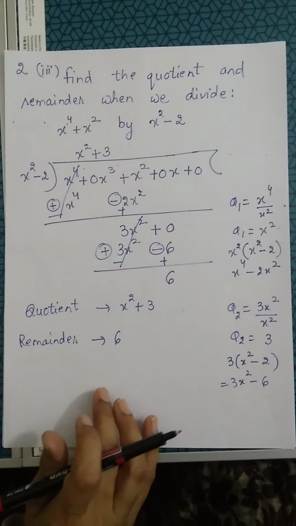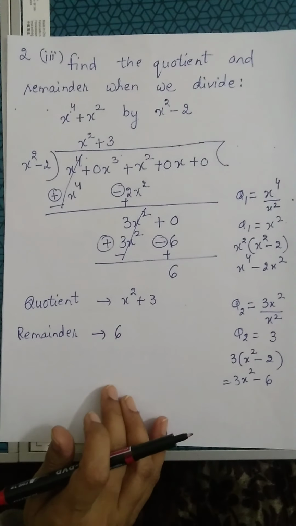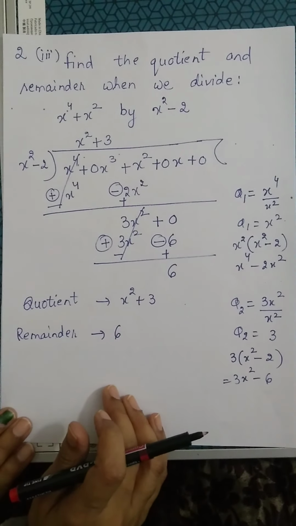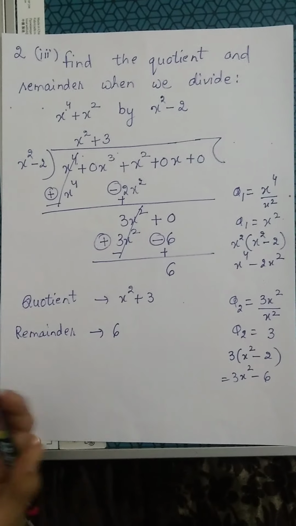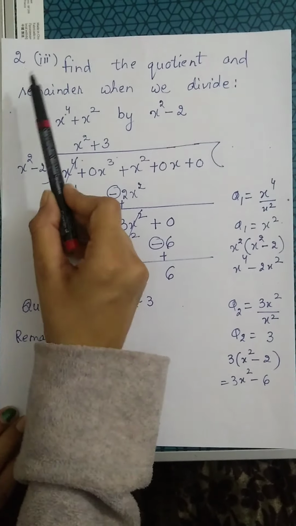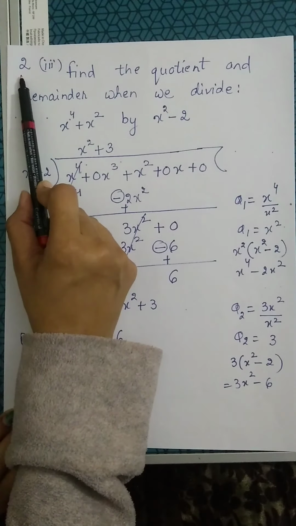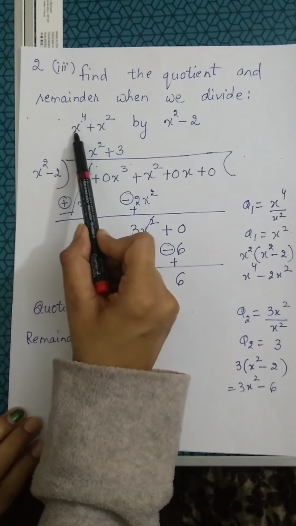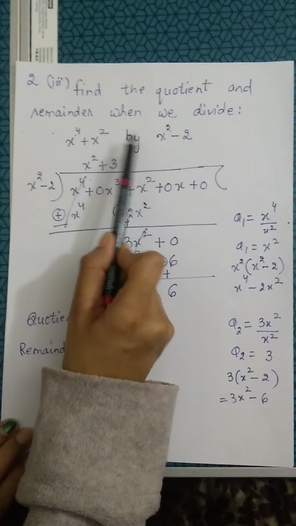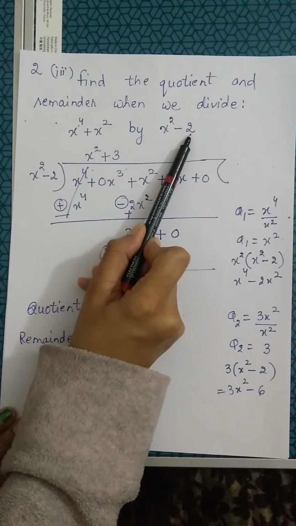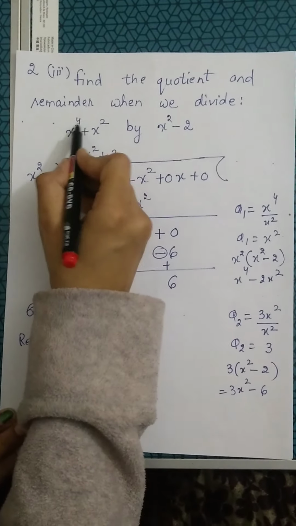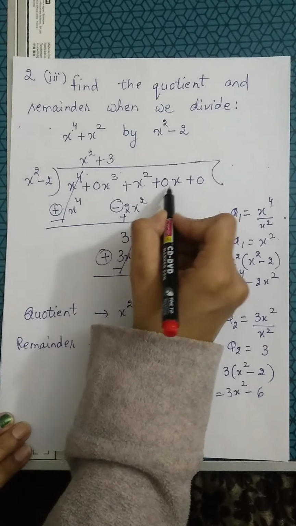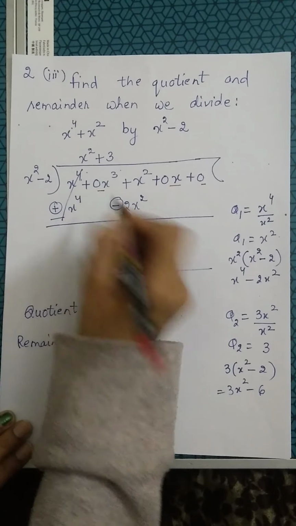Okay, now it is not always the case that we will get remainder 0 only. We may get another number as a remainder also. So let's try question number 2, third part. Find the quotient and the remainder when we divide x raised to power 4 plus x raised to power 2 by x square minus 2. Now here x cube and x are missing and the constant term is also missing.